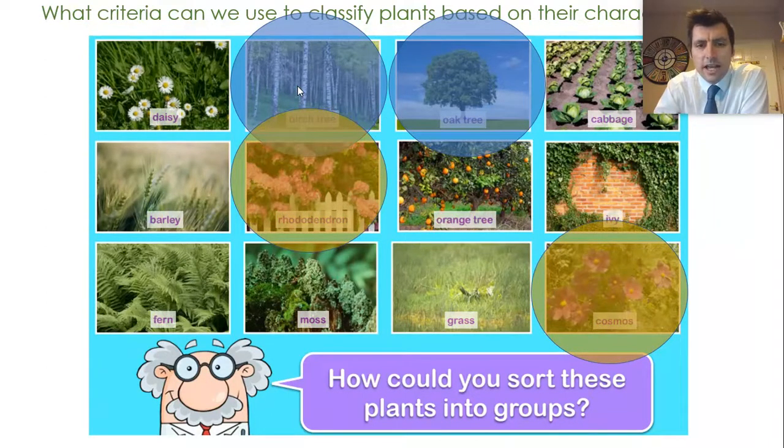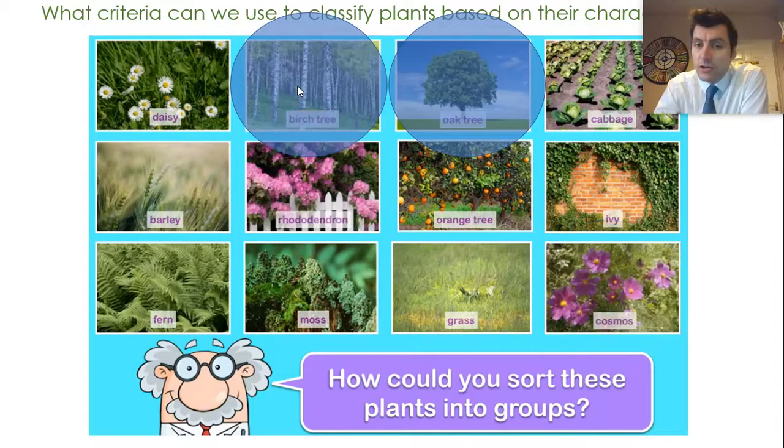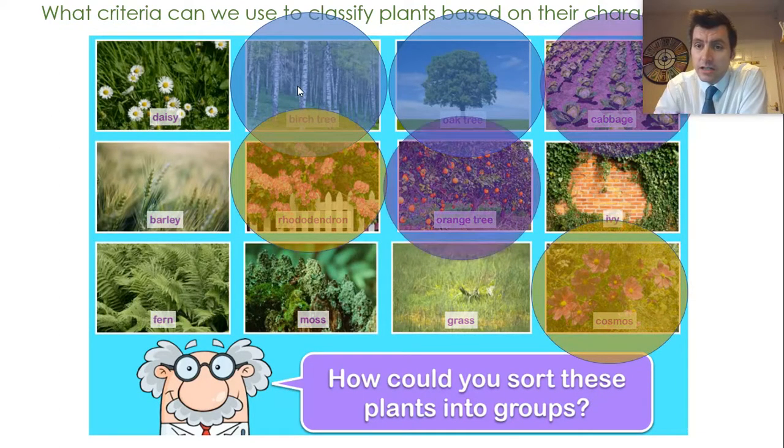Well done, Kyron. Yeah, they are flowering, and actually, if you look at the flowers of these, they're both purple flowering plants. Okay, and the final pair I picked, and this was just done quickly, and you might have had different pairs. The final pair I picked was the orange tree and the cabbage.